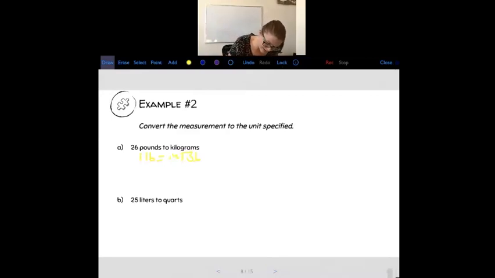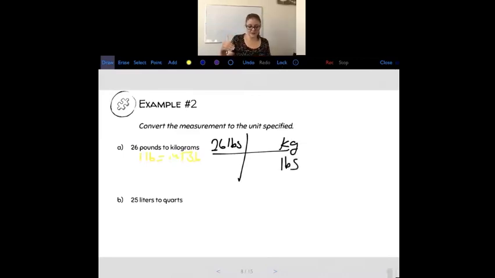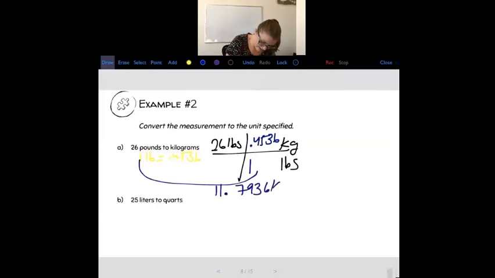So we're starting with 26 pounds. We want to end with kilograms, and we want pounds to cancel out. So pounds goes in the bottom, kilograms is on top, and from our conversion, there's 1 pound per 0.4536 kilograms. So you would multiply 26 times 0.4536 to get 11.7936, and the proper units would be kilograms.